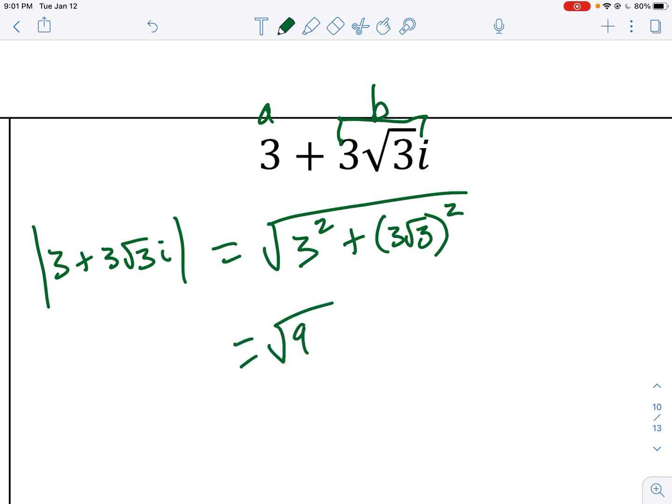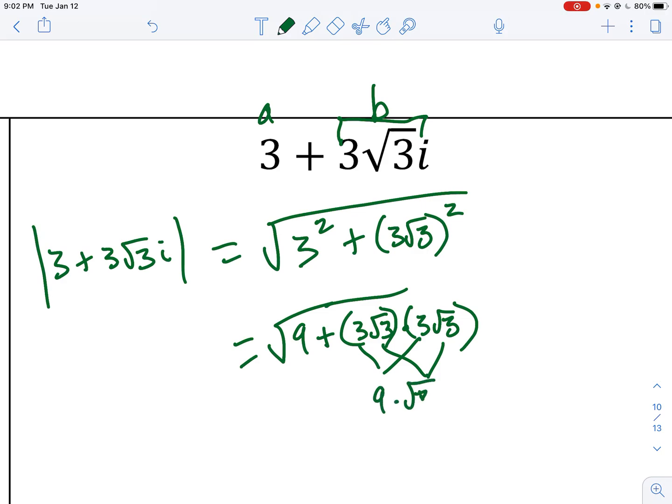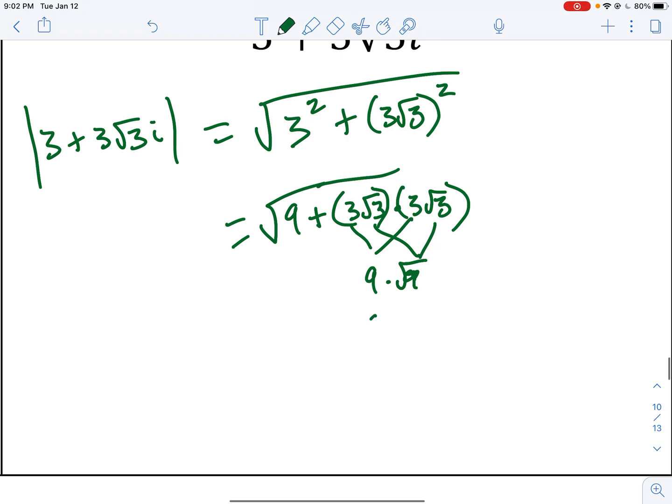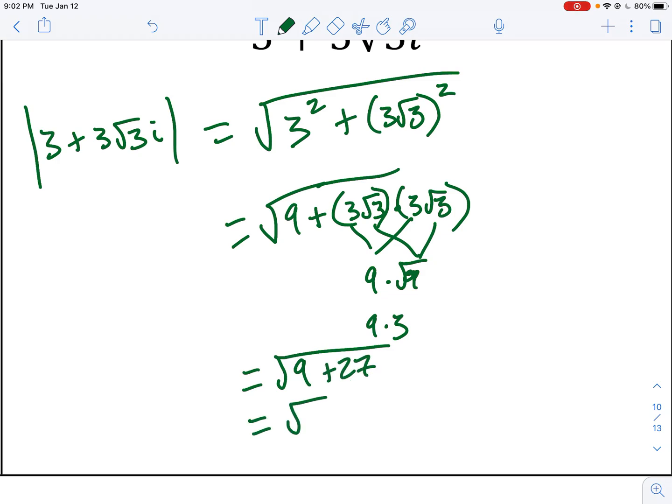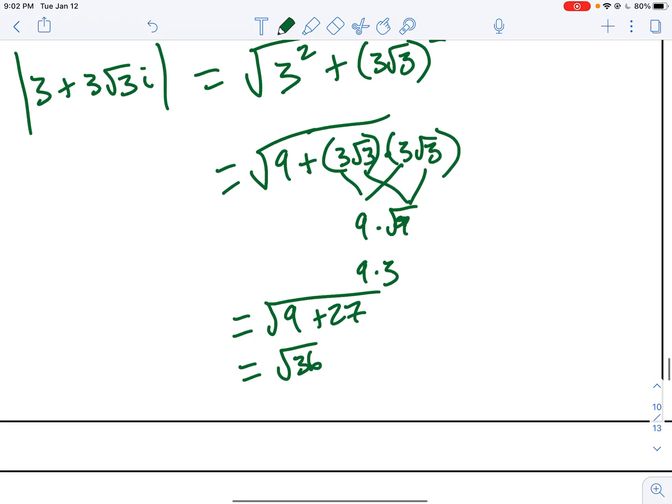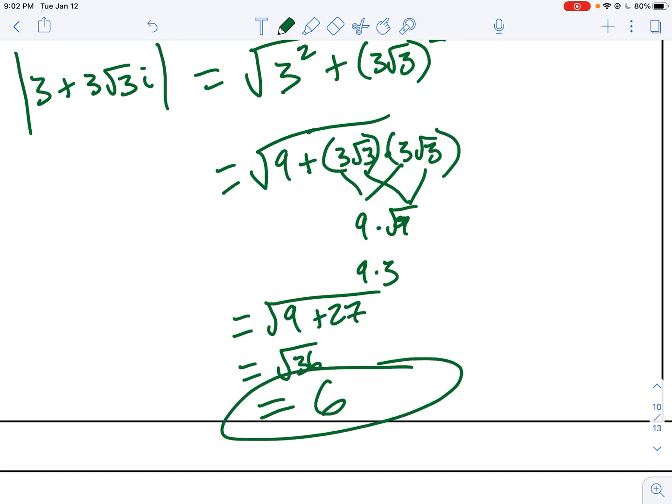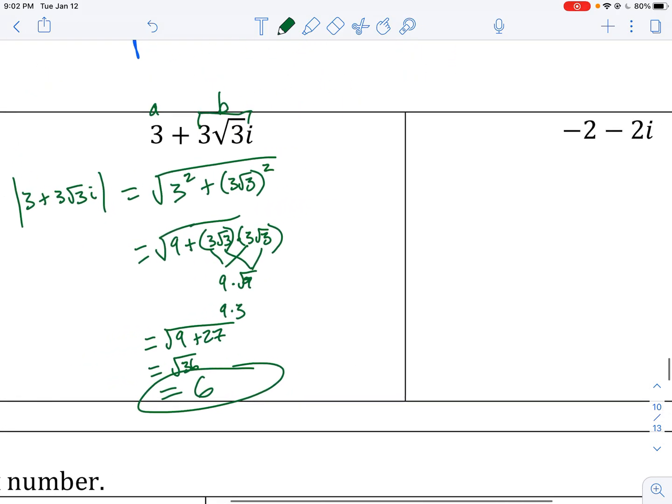You end up with 9 plus 3 root 3 squared, which is 3 root 3 times 3 root 3, where the outside parts multiply together and the inside parts multiply together. You get 9 times the square root of 9, and the square root of 9 is 3, so this is 9 times 3, which makes it 27. So this is 9 plus 27, which comes out to be 36, conveniently enough. And then the square root of 36 is 6. Hooray! We found the modulus! It's 6. Hopefully I didn't botch any of that.